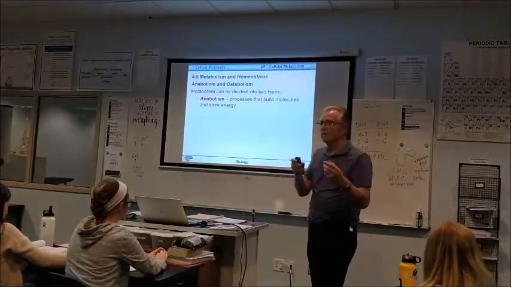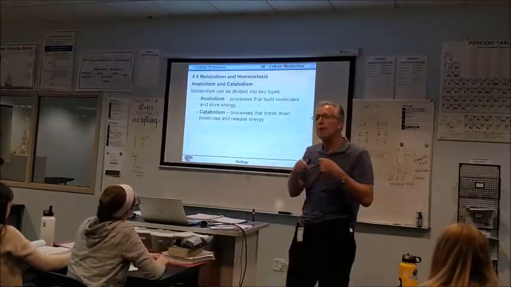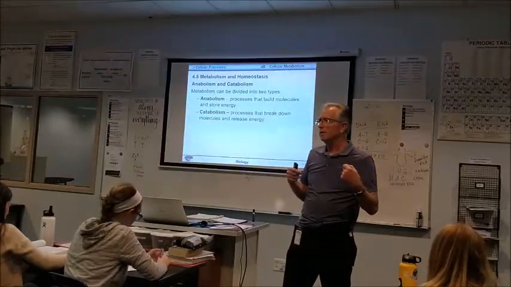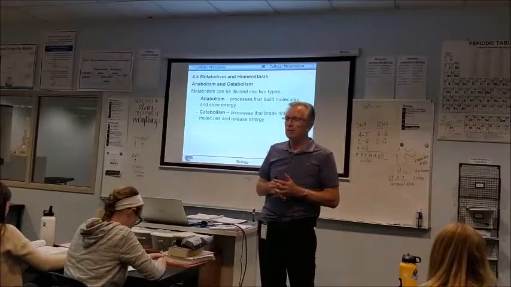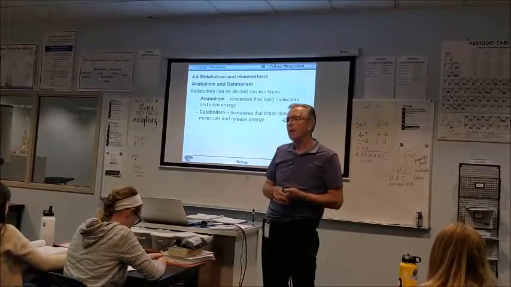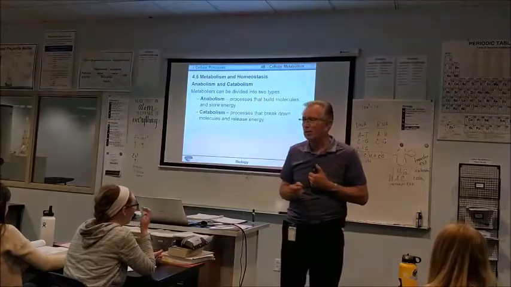So anabolism is a process of building up. Catabolism is a process of breaking down molecules. Now, let me give you an example that we will talk about later on when we talk about amphibians and particularly frogs. Frogs start out as what?